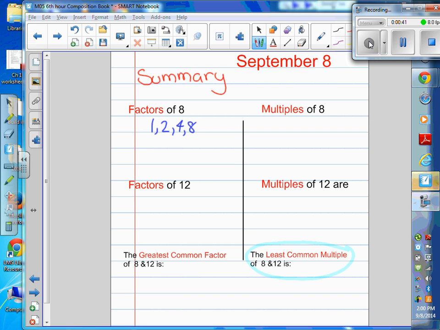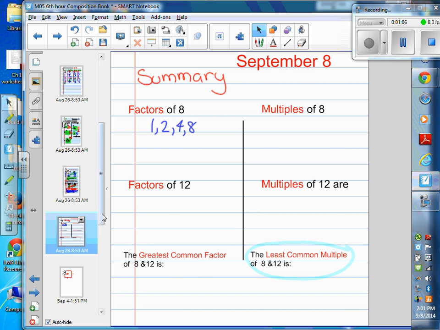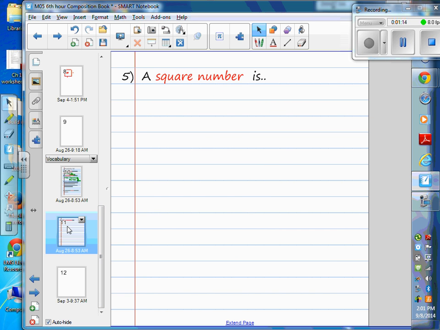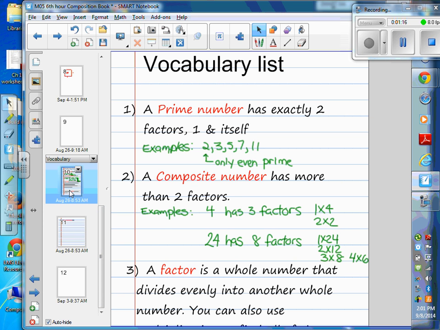Starting with the smallest multiple of 8? Not 1, right? Multiples always start with a number. You're counting by 8s. So what's the smallest multiple of 8? Remember in our vocab section, I bet that we have the definition of multiples of 8. Oh, it's on the sideboard. I don't think we've written it down yet in our book. So look at the sideboard and we'll do that together.